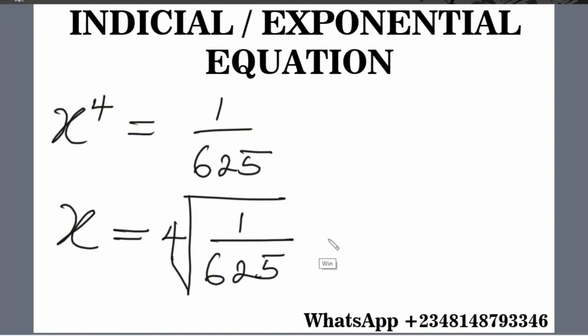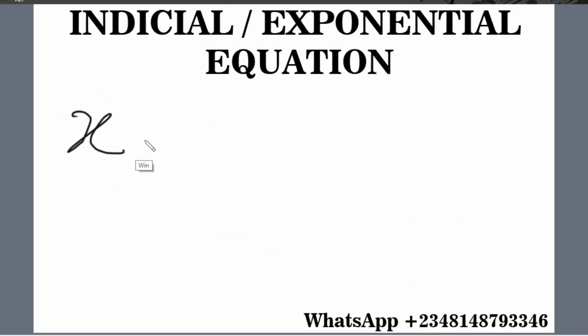625. And the fourth root of 1 all over 625 is 1 all over 5, because 1 multiplied by itself 4 times gives us 1, and then 5 multiplied by itself 4 times gives us 625. So the fourth root of 1 all over 625 is 1 all over 5. So x equals 1 all over 5.